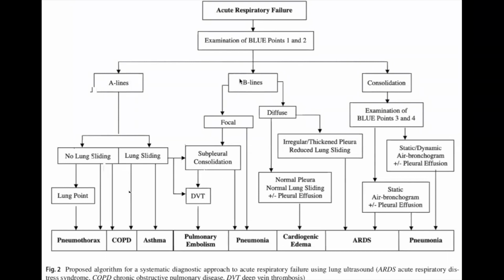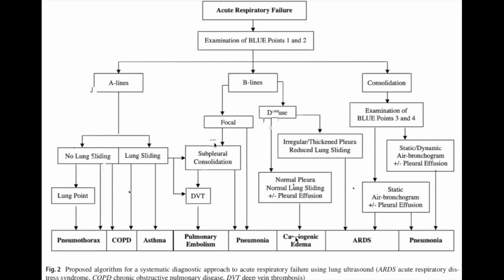If we were to see B lines, if we were to see that it's focal, subpleural with subpleural consolidation, it could be a pneumonia. Focal could also just be pneumonia without a subpleural consolidation if it's an early pneumonia. B lines that are diffuse could be multifocal pneumonia, or with a normal pleura, normal lung sliding could be cardiogenic pulmonary edema. If we see diffuse B lines with irregular thickened pleura and reduced sliding, it could be ARDS.